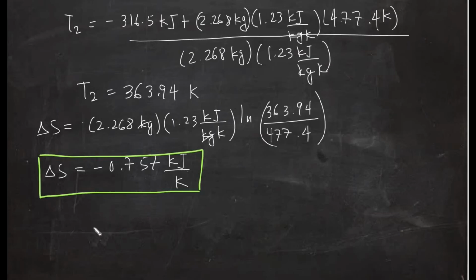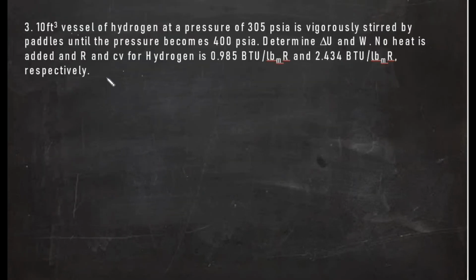So let's go to our last problem for this topic. Problem number 3. We have a 10 cubic foot vessel of hydrogen at a pressure of 300 psia that is vigorously stirred by paddles until the pressure becomes 400 psia. Here, because the problem uses the word vessel, this means that this is an isometric process, and you can assume that the volume did not change.